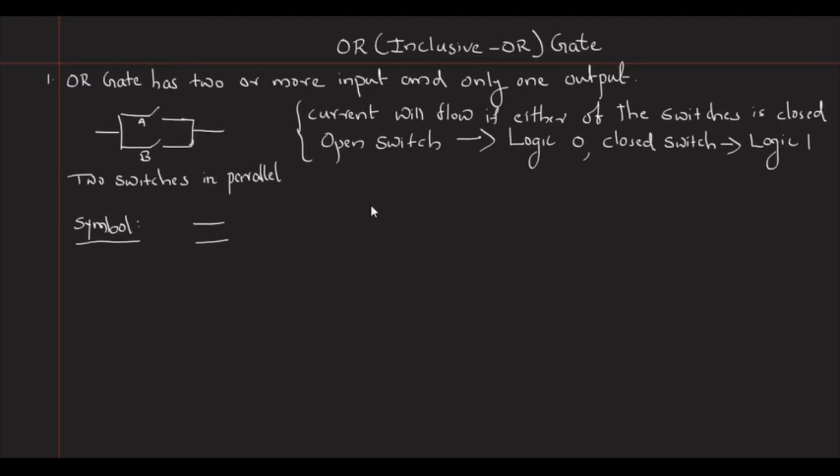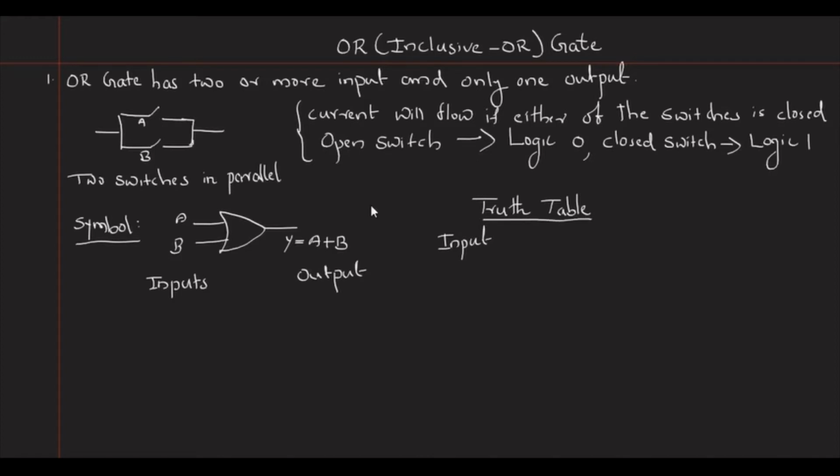This is the standard symbol of an OR gate with two inputs A and B, and the output Y is A plus B. Next is the truth table of the OR gate with two inputs A and B. The output Y is A plus B. When both inputs are 0, the output is 0. If any input is 1, the output is 1. If both inputs are 1, then again the output is 1.